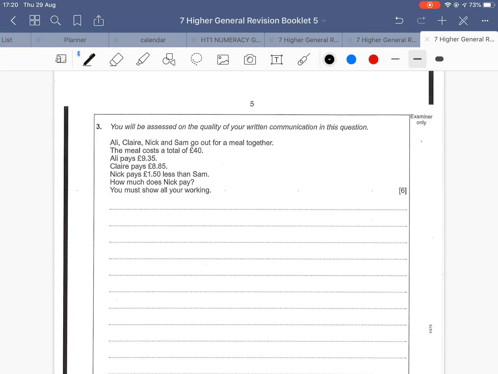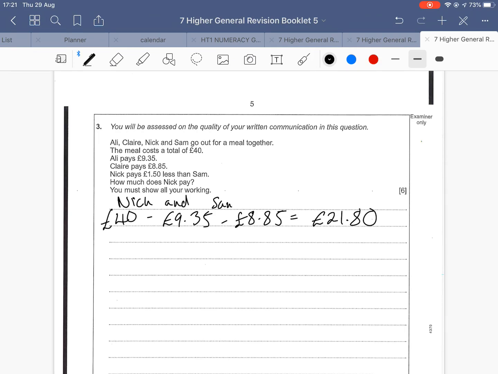So what should we do first? We should take our £40, take away our £9.35, take away our £8.85. That would leave us with £21.80. So we know that Nick and Sam pay a total of £21.80. There's a difference of £1.50 between them. So if we just take away that difference and then halve it, we can add that difference back on later.